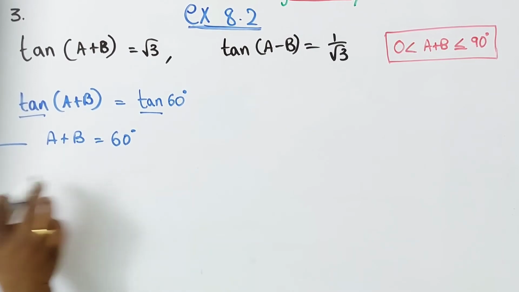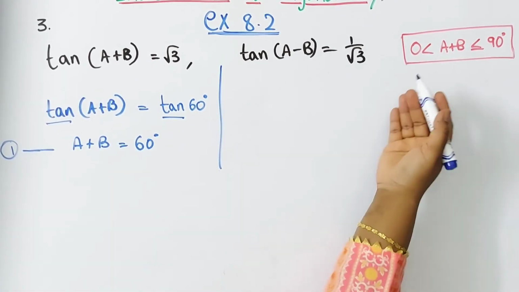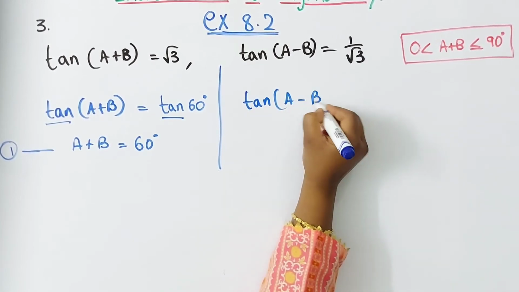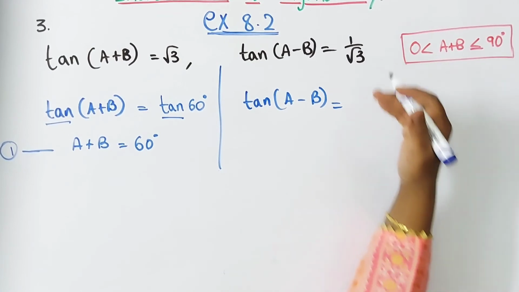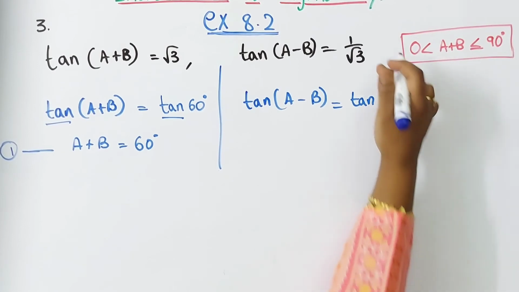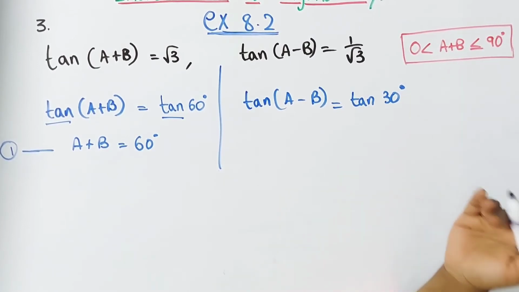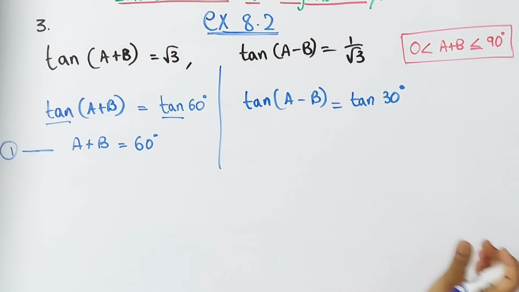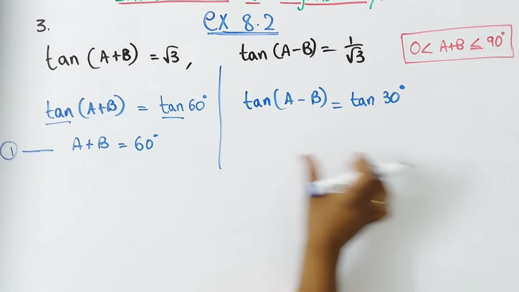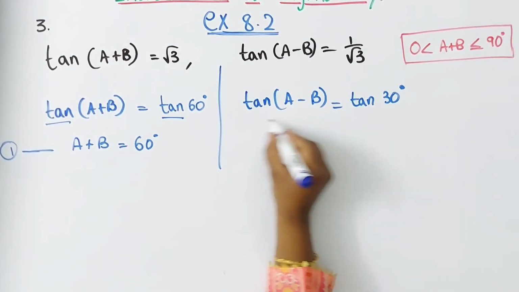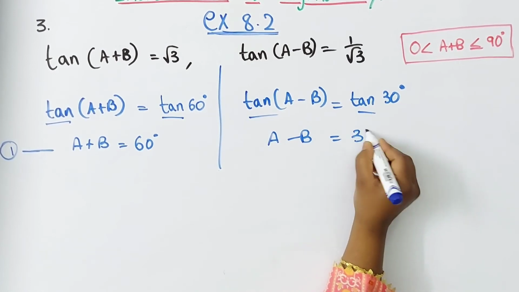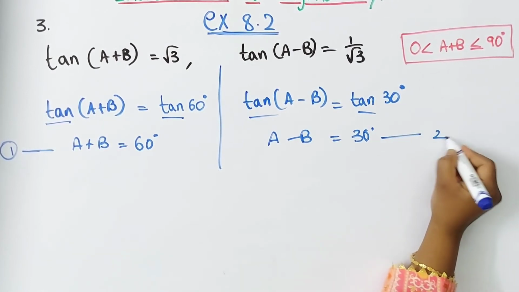Let it be the first equation. Now see this part, children. Tan(a minus b) equal to 1 by root 3. So I can write tan(a minus b) equal to, in which value is tan equal to 1 by root 3? That means tan 30 degrees. Correct. Tan 30 equal to 1 by root 3. Check the table, children. Learn the table and learn all the values properly. So now tan(a minus b) equal to tan 30. That means we can make a minus b equal to 30 degrees. Right. This is the second equation.